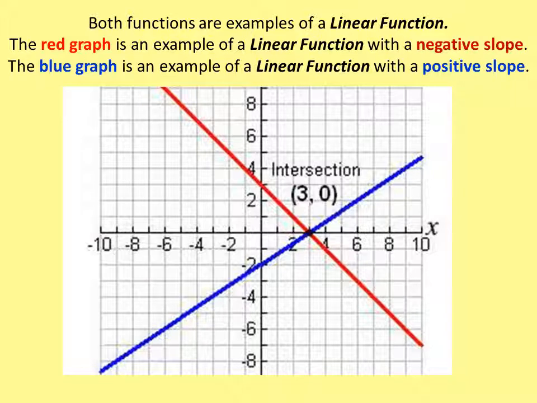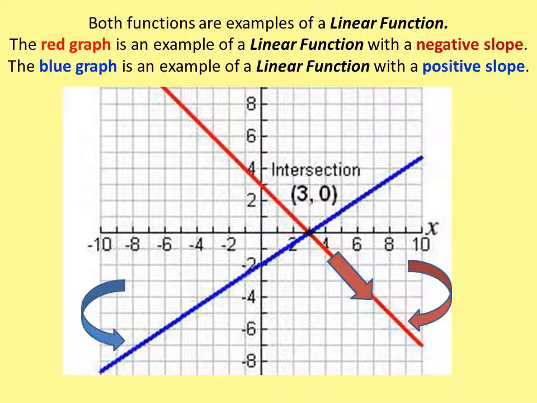Both the functions are examples of linear functions. The red graph is an example of a linear function with a negative slope. The blue graph is an example of a linear function with a positive slope. Notice the directions of the red and the blue arrows. The red is going down, the blue is going up.